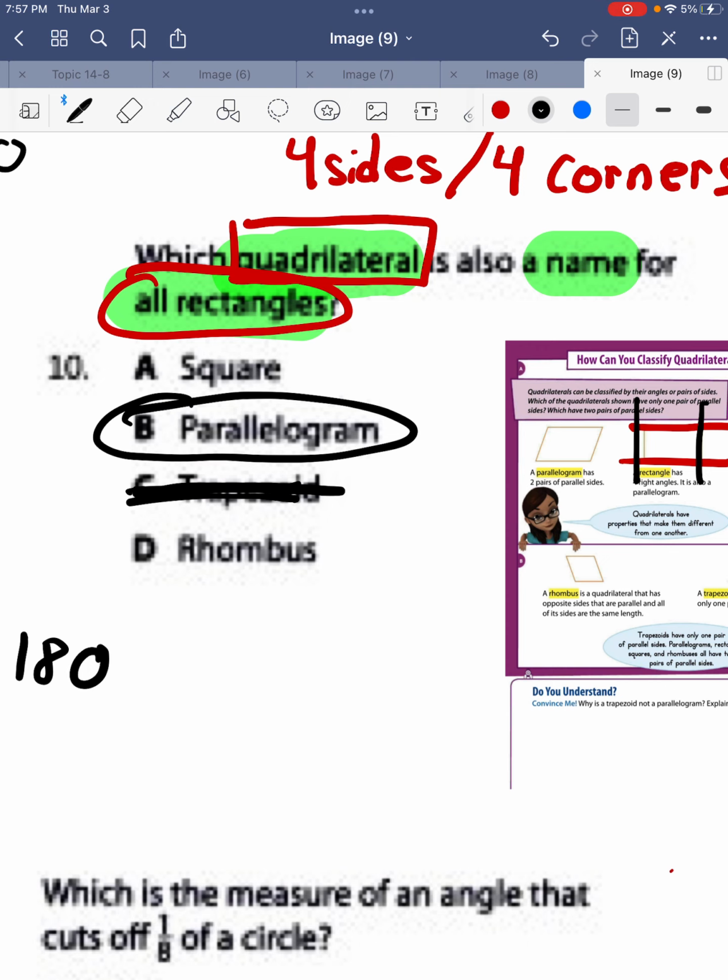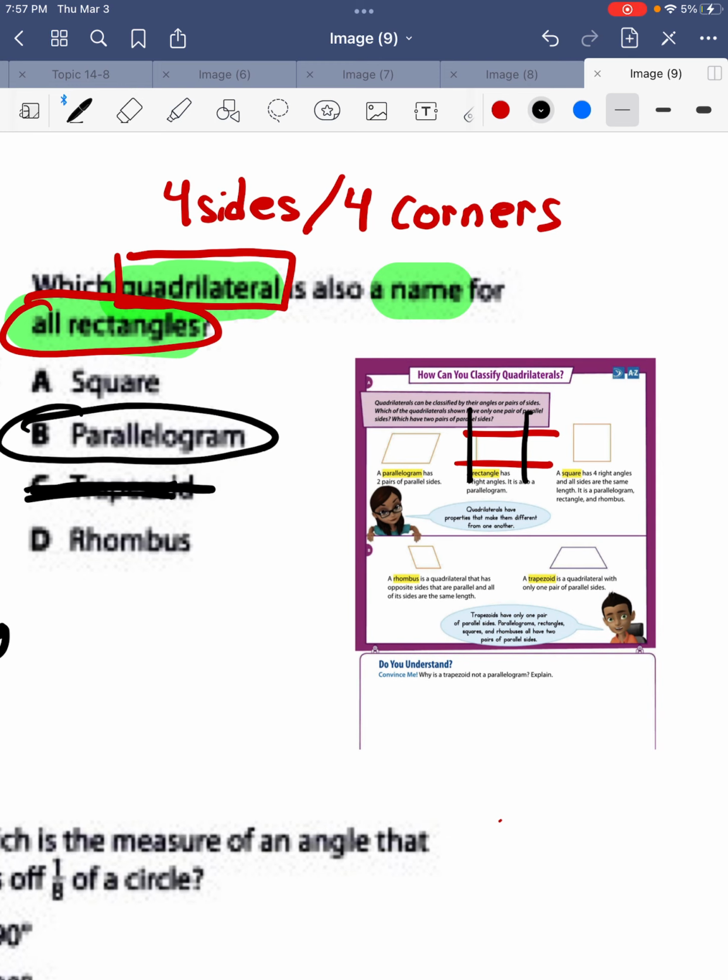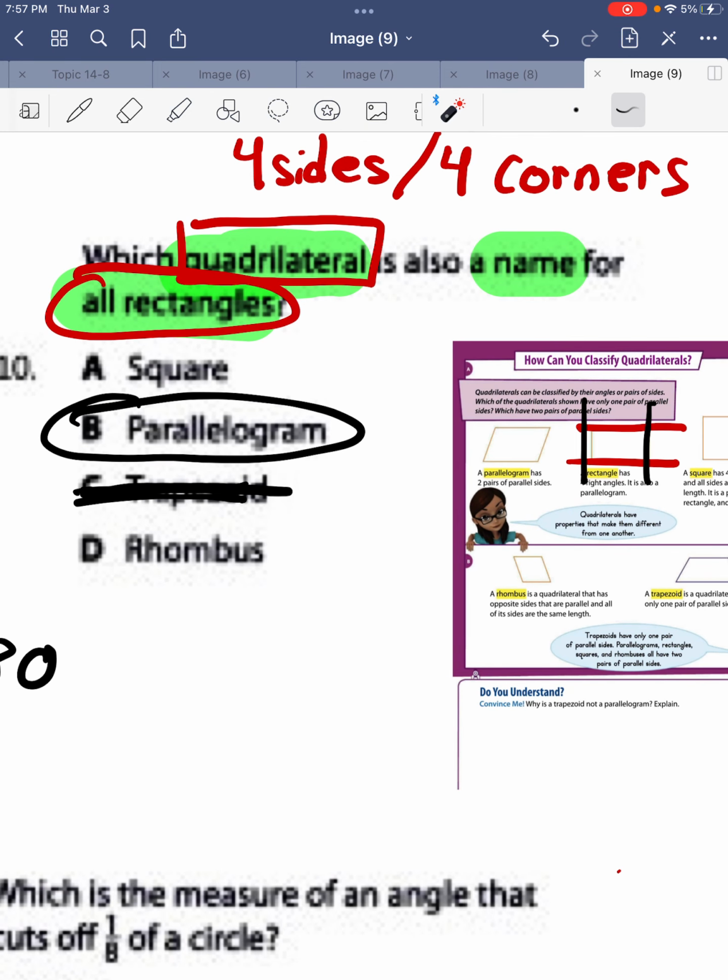It's a parallelogram because a square is known as a parallelogram. A rectangle is known as a parallelogram. A rhombus is known as a parallelogram.